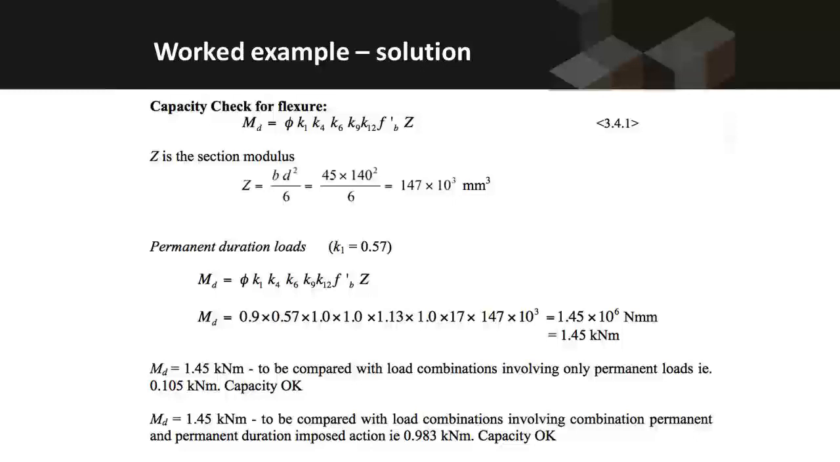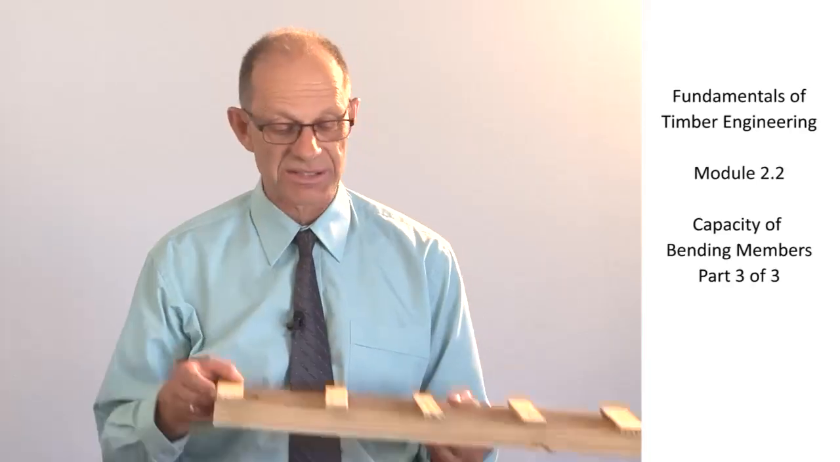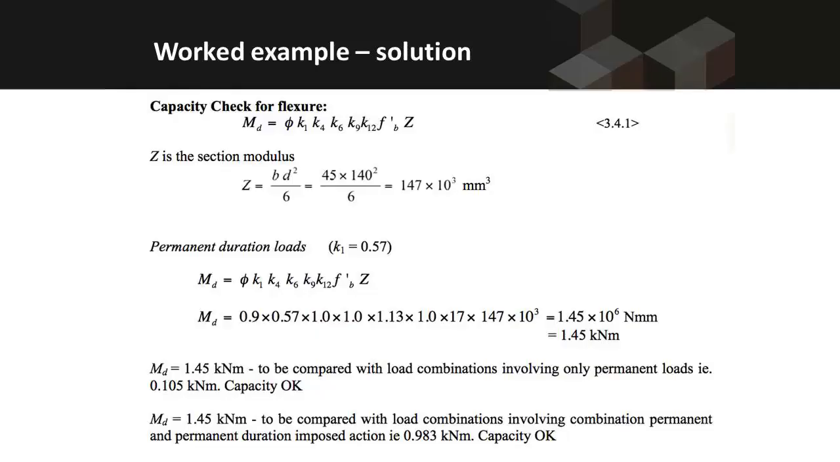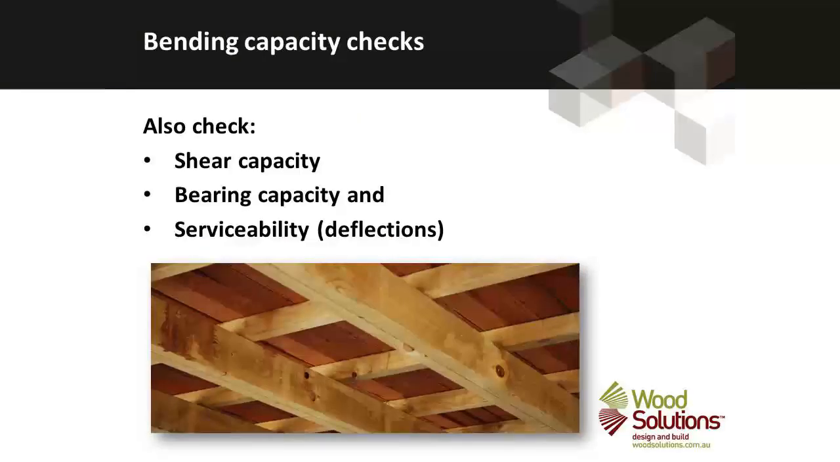So our capacity check for bending is going to involve putting all of those elements together along with our Z value. It's used in major axis bending, so our depth is the 140 millimetres and our breadth is the 45 millimetres. And so calculating all of that, we can find a design capacity and compare that against the design loads that we had previously evaluated. So bending capacity. We also have to check shear capacity and bearing capacity, but that's not covered in this module, and the serviceability check that we have done in a previous module.